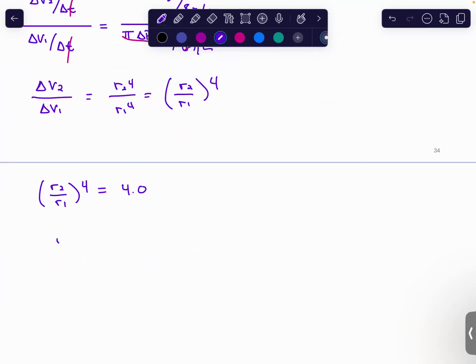Okay, so then your R2 over R1. How do I get rid of that 4 there? Well, what will I do to the right-hand side? Take it to the 4th power? Yeah, the 1/4 power, or the what root? Yeah, the 4th root.